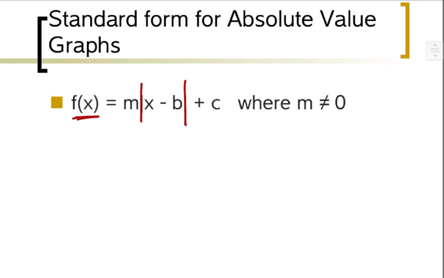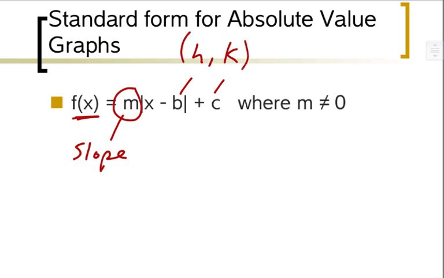We'll see what that looks like in a minute. But let us highlight what these different letters do. Well, notice it's an M in front now instead of an A. M, hopefully you remember from graphing lines, represents slope. And then here B and C are very similar to H and K, which make up our vertex. Okay, so we're going to see how those work in our graphs of absolute values here.